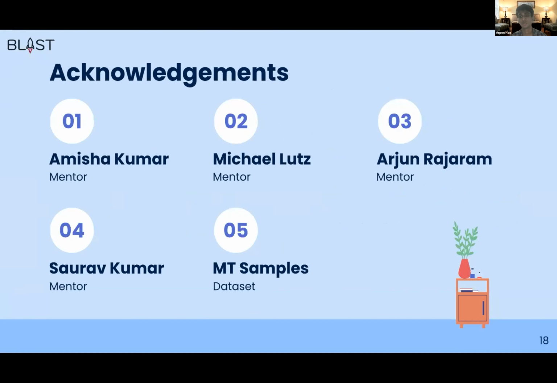Last but not the least, we'd like to thank Amisha, Michael, Arjun, and Saurabh for guiding us, and also show our appreciation to MP Samples for providing us with the datasets, which played a crucial role in our project.